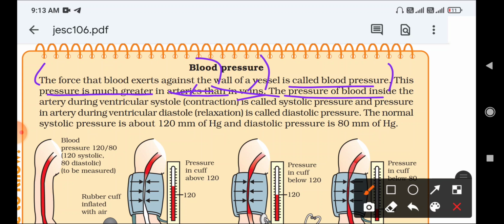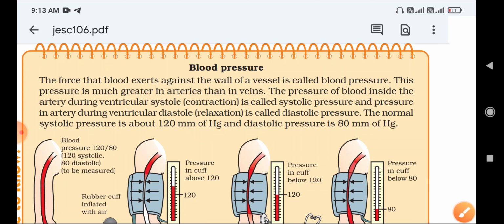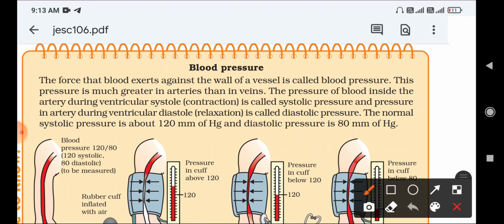The pressure of blood inside the artery during ventricular systole is called the systolic pressure. What is systolic pressure? We can write here: the pressure of blood inside the artery during ventricular systole is called the systolic pressure. So this much you have to write. Next, another question comes. What is diastolic pressure? From this point you have to write: the pressure in an artery during ventricular diastole is called the diastolic pressure.